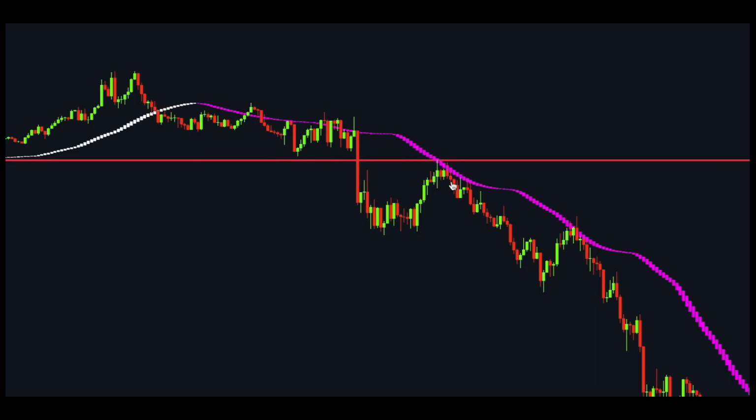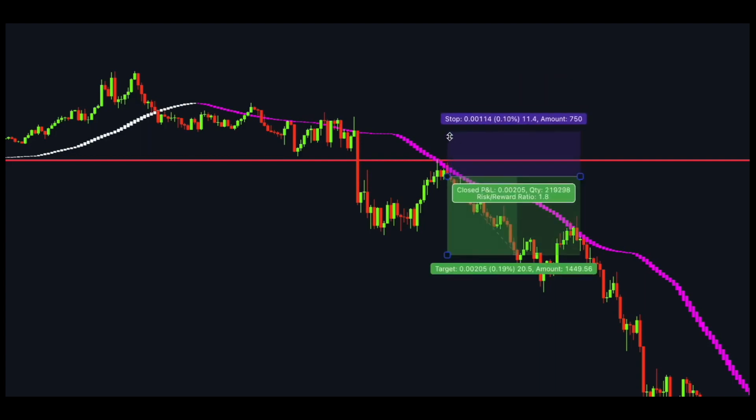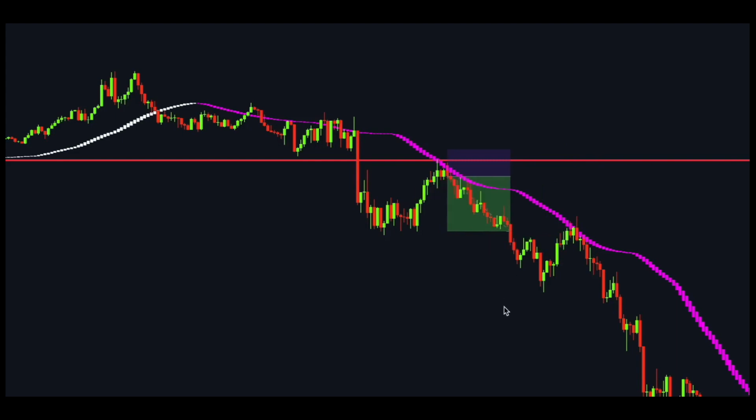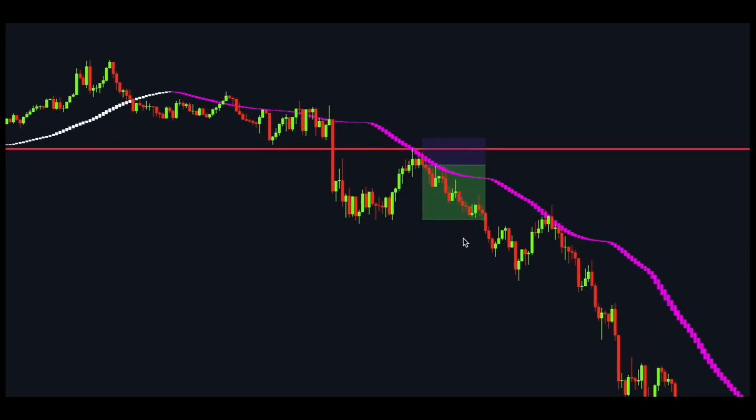Support became resistance. In order to enter a short trade, we wait until the price retests the Heiken Ashi candles, which act as double resistance. Only after such a retest can we confidently enter a trade. For this strategy, use a risk-to-reward ratio of 1 to 2. Set the stop loss slightly above the Heiken Ashi candles.